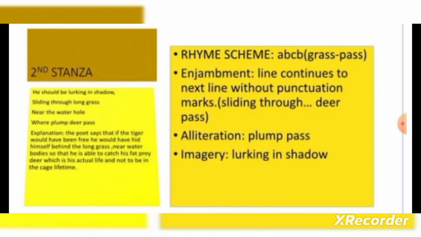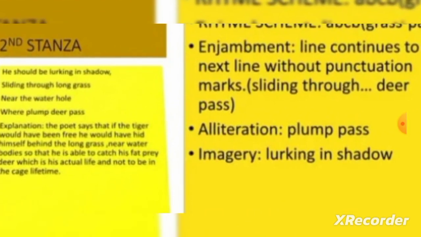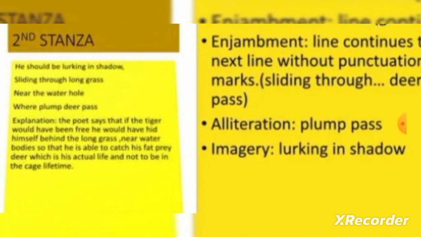Next is the second stanza. He should be lurking in shadow, sliding through long grass, near the water hole where plump deer pass. Here the poet says that if the tiger had been free, he would have hidden himself behind the long grass near water bodies so that he could catch his fat prey, the deer, which is his actual life, and not be in the cage his whole lifetime.